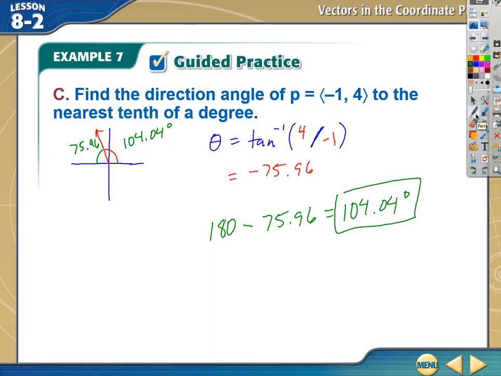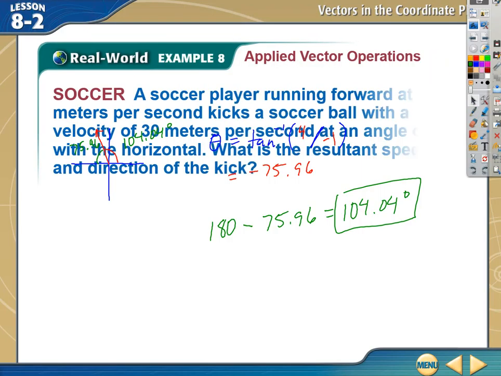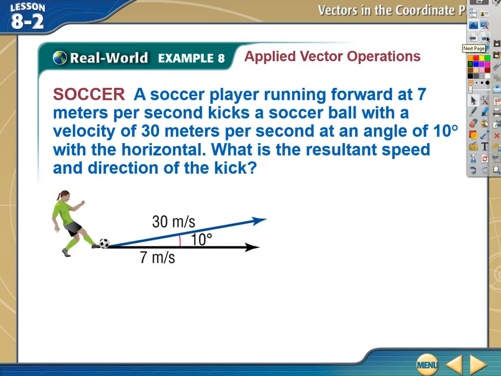Okay? All right, so let's talk about what's next. How can I use this information in the real world? Soccer, everybody's favorite sport. So here I have a soccer player. She's running forward at 7 meters per second. That's really fast. She kicks a soccer ball with a velocity of 30 meters per second. That's even faster. At an angle of 10 degrees with the horizontal. What is the resultant speed and direction of the kick?